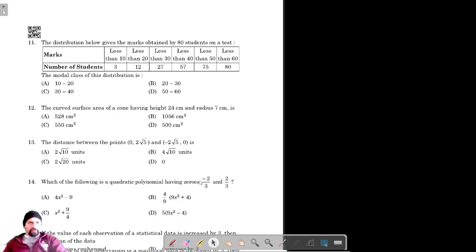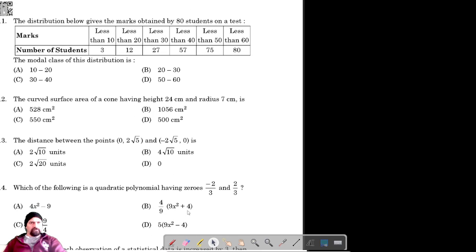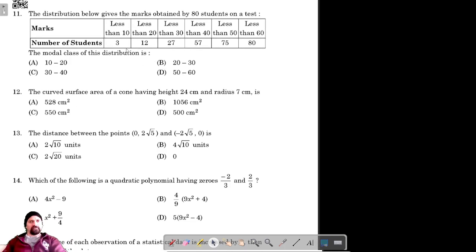Okay, so for question number 11, we are given the distribution below, which gives the marks of 80 students in a test. This is a less than graph with the information, and we have to find the modal class of the distribution. The modal class of the distribution is the one with the highest frequency. So let's convert this into class intervals.